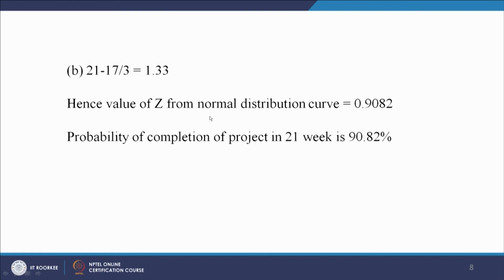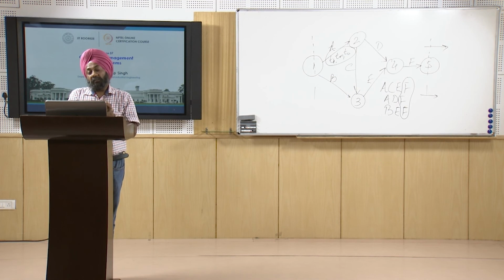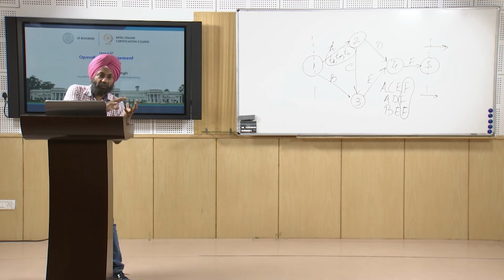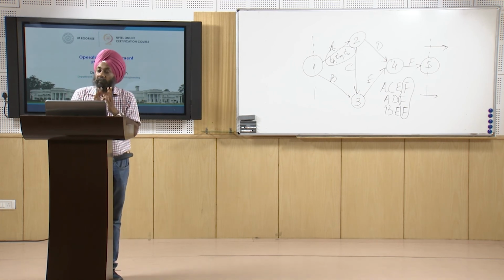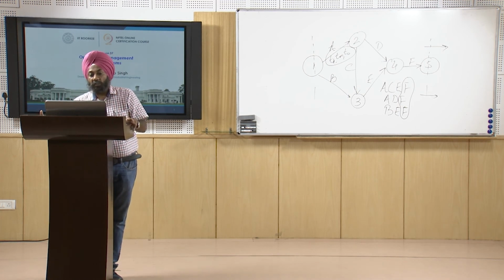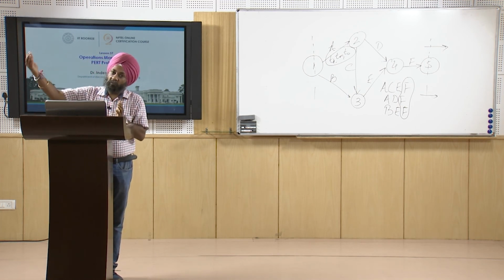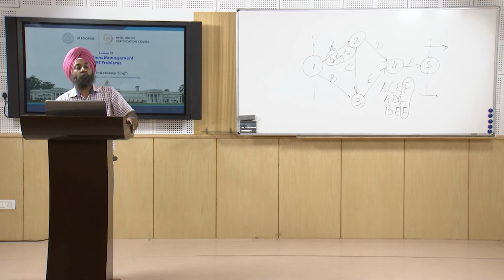Hence the value from the normal distribution curve is 0.908, corresponding to the Z value of 1.33. So the probability of completion of the project in 21 weeks is 90.82%. You can see that when we shorten the duration from 17 weeks to 13 weeks, we get a probability of 9.18% only. But when we extend the project duration from 17 weeks to 21 weeks, we get a higher probability of completion of the project, that is 90.82%.